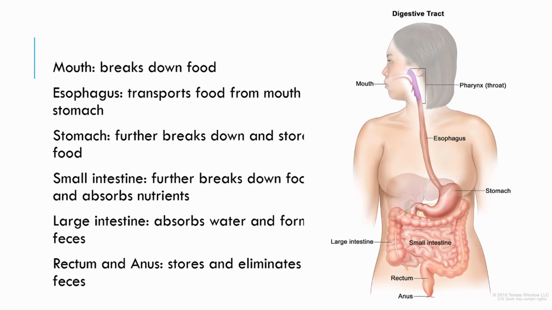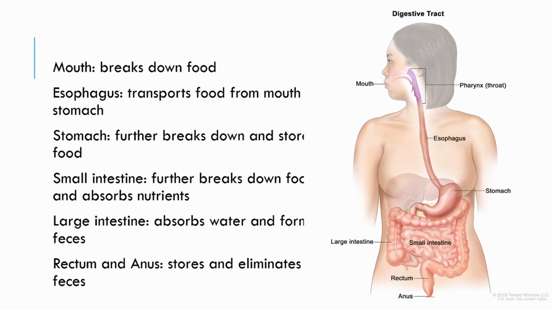We start with the mouth, which will help break down food via mechanical and chemical digestion, meaning we physically break apart the food by doing things like chewing, as well as chemically start to break down the food using enzymes found in your saliva. We then need to transport that food we've chewed up down towards the stomach, and we do that using the esophagus.